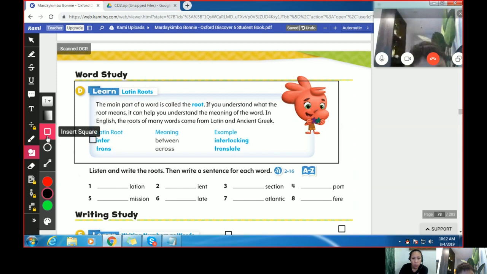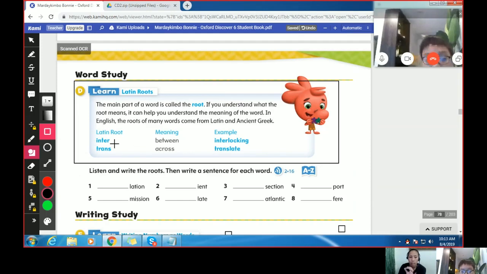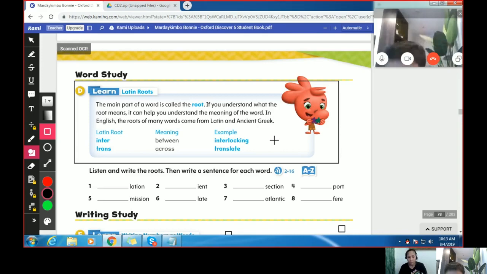Latin root inter, trans, meaning between, across. Example: interlocking, translate. Okay, so let me just explain this very quickly. When you say inter, like intercontinental, international, interlocking, it means between. When you say trans, transient, transfer, translate, it's across. Okay, so I want you to answer this, 1 up to 8.